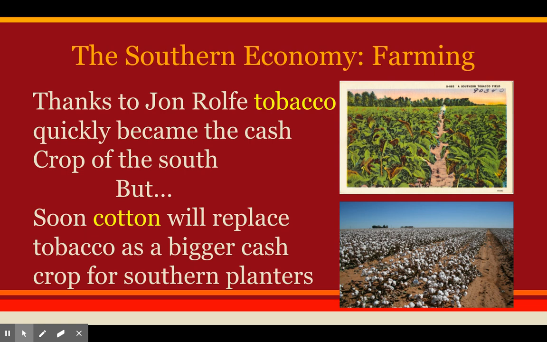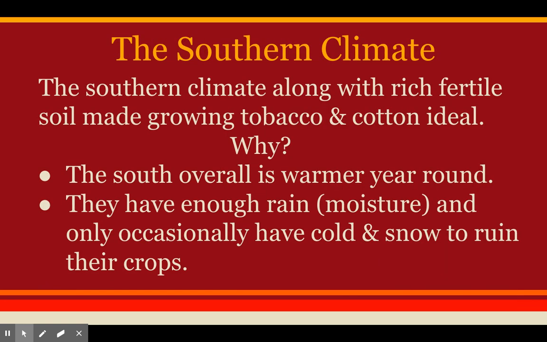So why are they able to farm so effectively and the North isn't? Well, the Southern climate has a rich, fertile soil. It's going to make cotton and tobacco growing ideal. And the reasons are very simple. In the South, the temperatures are overall warmer year-round. They're going to get enough rain or moisture, and only occasionally will they have snow or rain to ruin their crops. So they're able to grow longer and make more money from their crops.